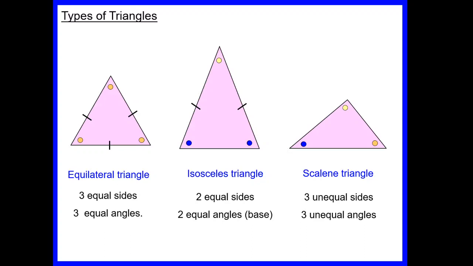Make sure you've made note of the different types of triangles and their properties. We're going to use some of those properties of those special types of triangles to help us to find more missing angles.